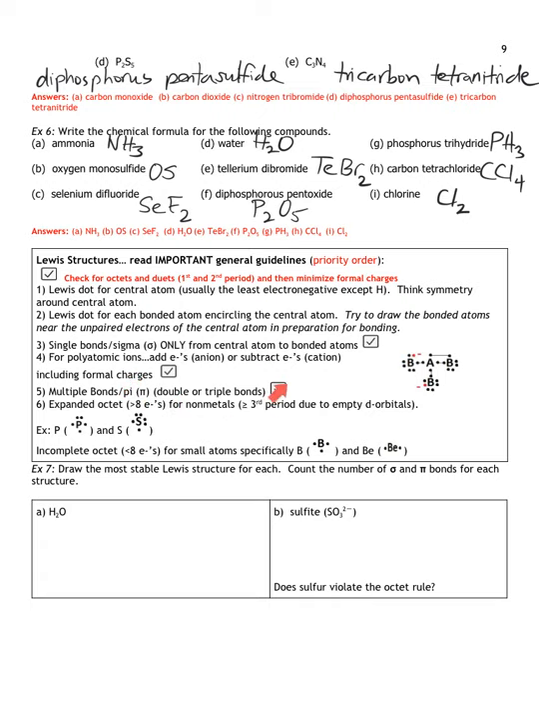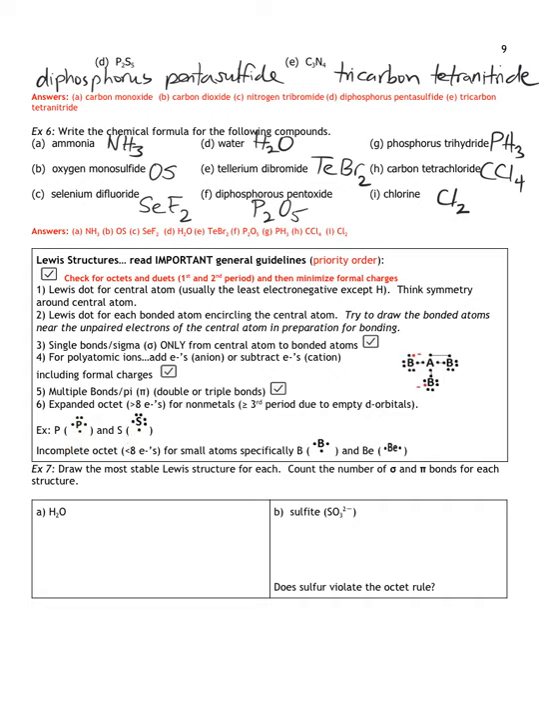Once again, afterwards, you check to make sure you have an octet or duet. Some atoms have an expanded octet. Those atoms actually have empty d orbitals, which means there's room for more bonds. Expanded octets occur when you have more than 8 electrons around that atom as a result of sharing with other atoms. The two atoms that we will focus on are phosphorus and sulfur.